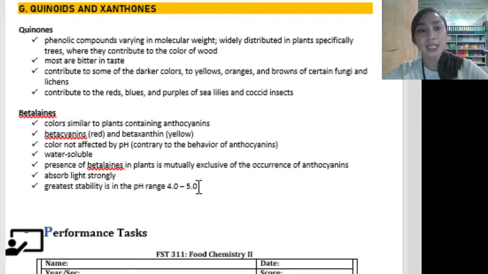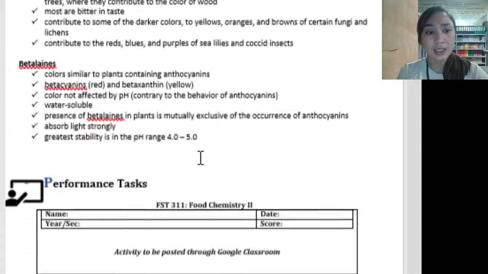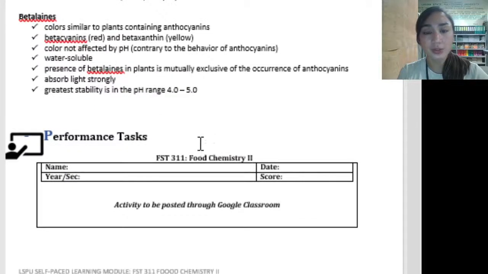So, meron pa tayong isang module, yung Module 4, or I'm not sure if I will make it Module 4 or Module 3.3. So, dun naman yung mga synthetic na dyes and lakes na pag-uusapan natin na pigments. So, you will have an activity here, which is due on Friday, but I will post it on Google Classroom perhaps tomorrow or Thursday.